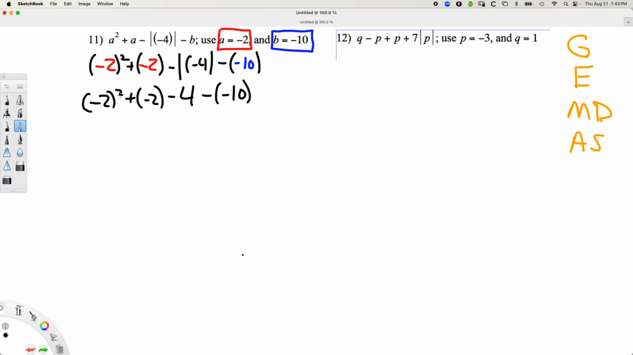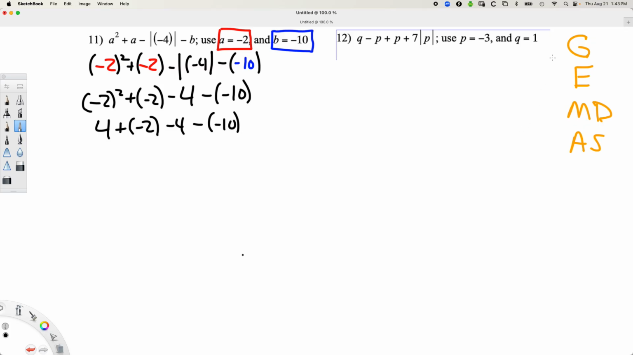-2 squared, that just means -2 squared is the same thing as -2 times -2. That's what exponents mean. Do it twice. So negative times a negative is a positive, 2 times 2 is a 4. So negative 2 squared, negative 2 times negative 2 would just be a positive 4. 4 plus negative 2 minus 4 minus negative 10.